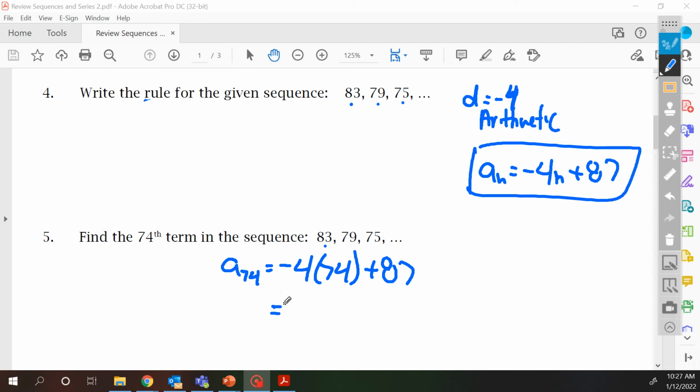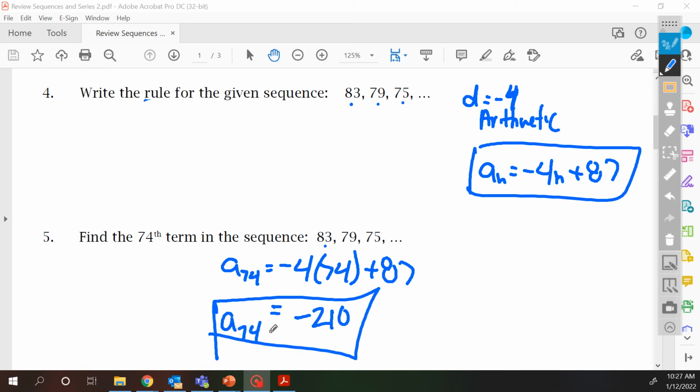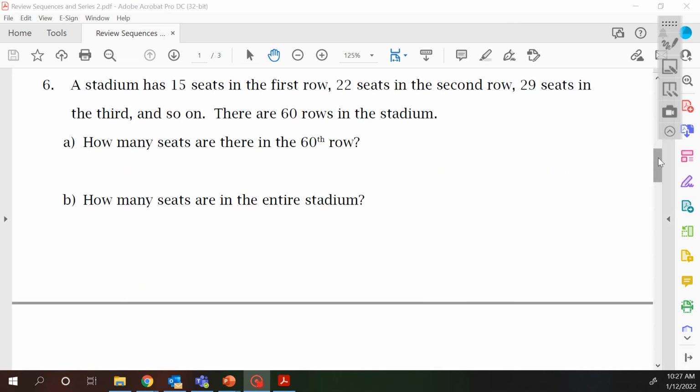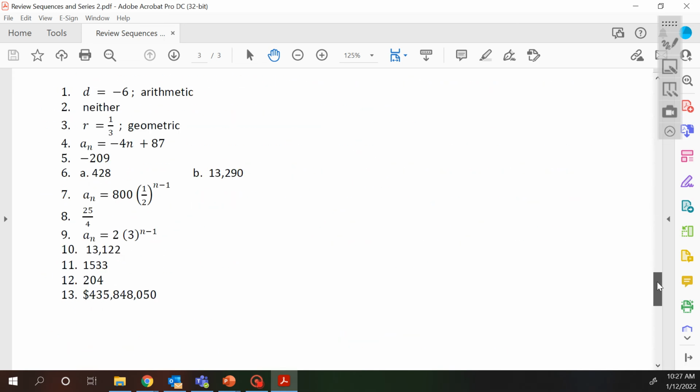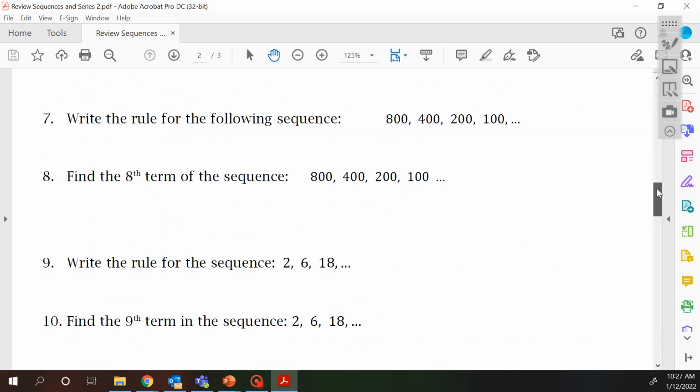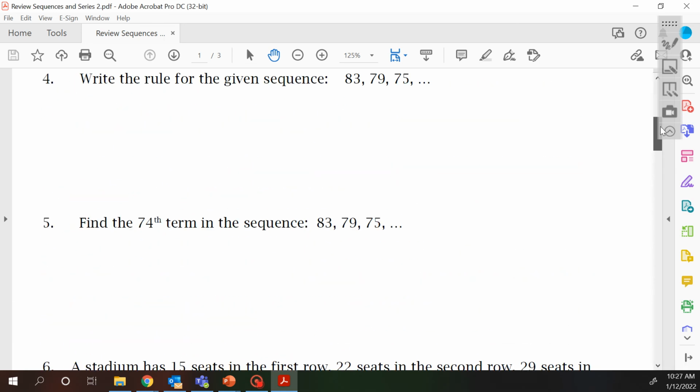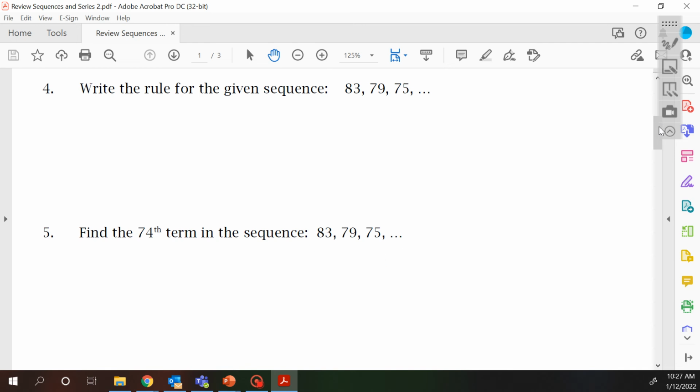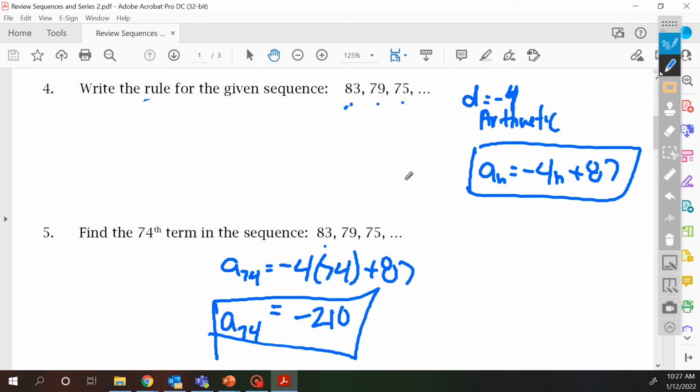Negative 296 plus 87, negative 210. 74th term, negative 210. Is that what I have on the answer sheet? There's an answer sheet at the bottom here. Negative 209. What? Maybe I made a mistake when I made the formula. Negative 209?